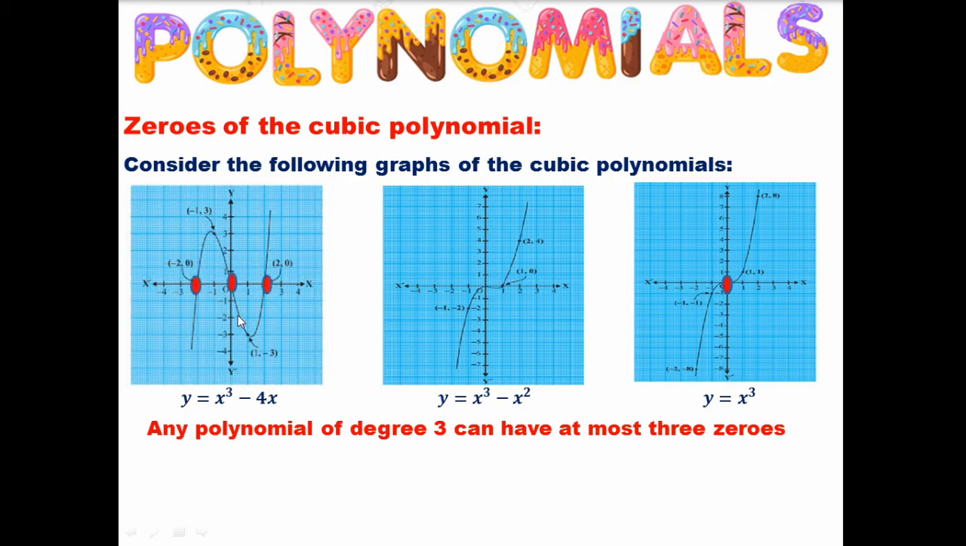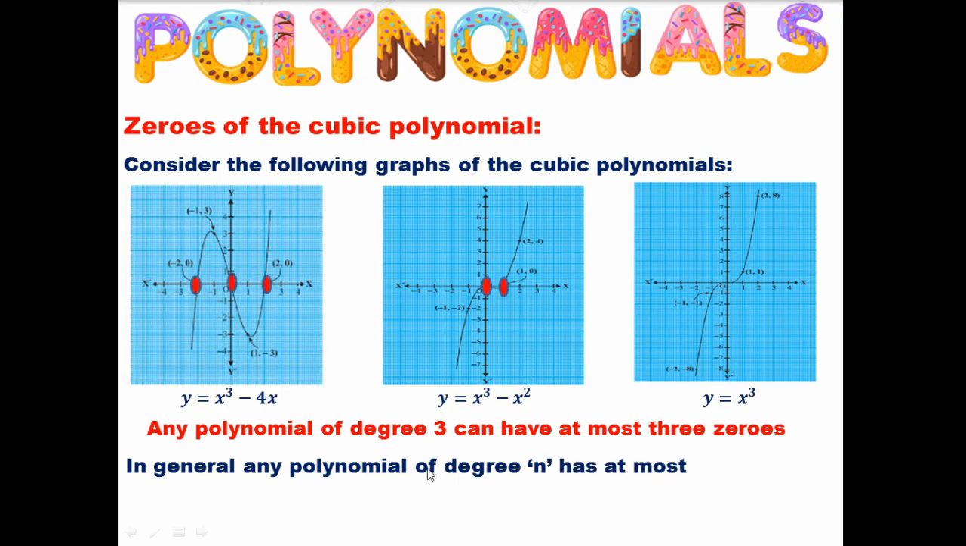Now we have seen a linear polynomial has at most 1 zero, a quadratic polynomial has at most 2 zeros, and a cubic polynomial has at most 3 zeros. So depending upon the degree of the polynomial, you have at most that many zeros. So in general, I can say a polynomial of degree n can have at most n zeros. So these are about the zeros of linear, quadratic and cubic polynomials and their geometric representations.